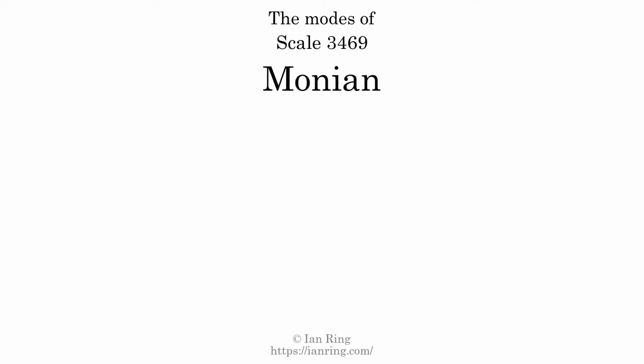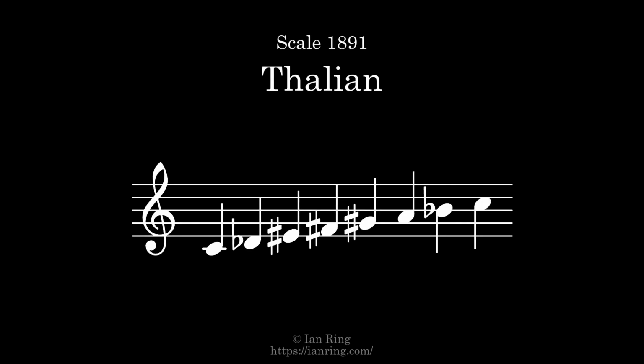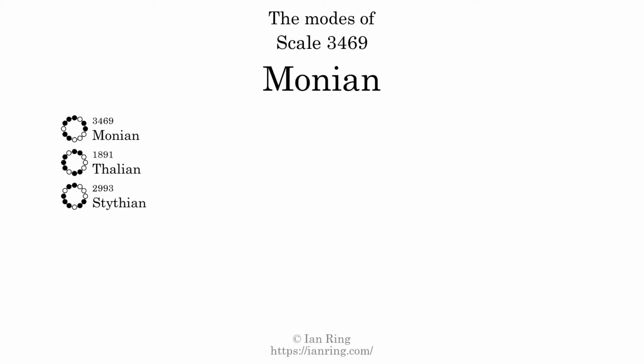This scale has 7 modes. The first mode is itself. The second mode is scale 1891, also known as Thalian. It sounds like this. The third mode is scale 2993, also known as Scythian. It sounds like this.